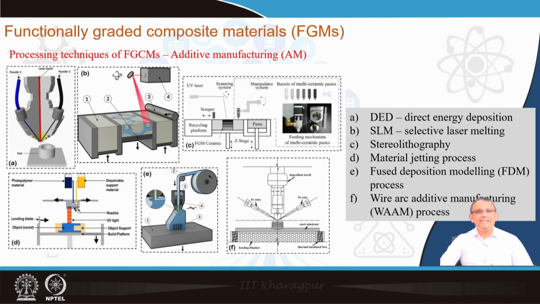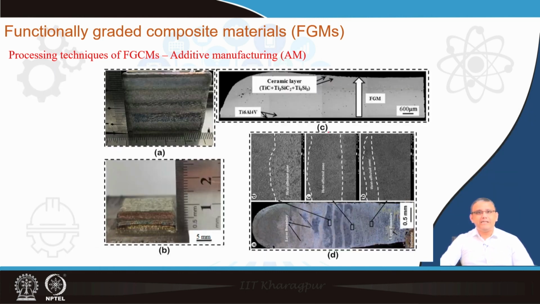There are different techniques available depending upon what kind of process will be used, like directed energy deposition or selective laser melting. So, all these techniques can be used, and the schematics of all these processes are shown over here. These AM techniques have been very commonly used in recent years for fabricating different FGM samples, and some examples are shown over here.